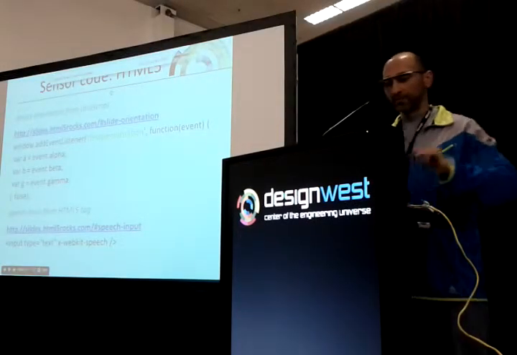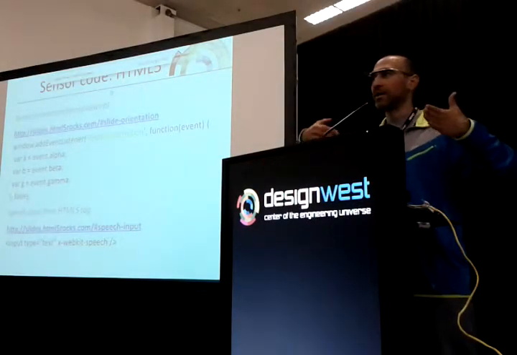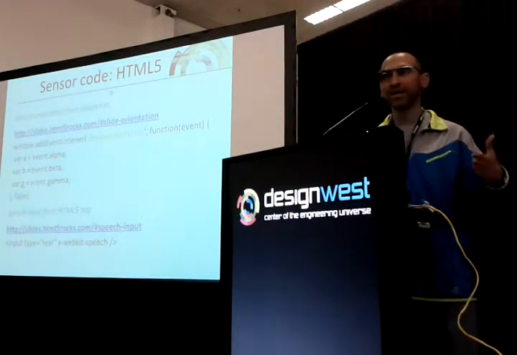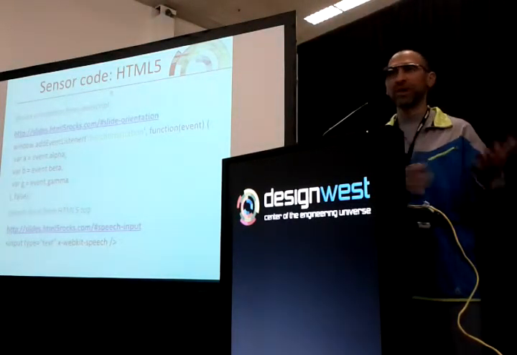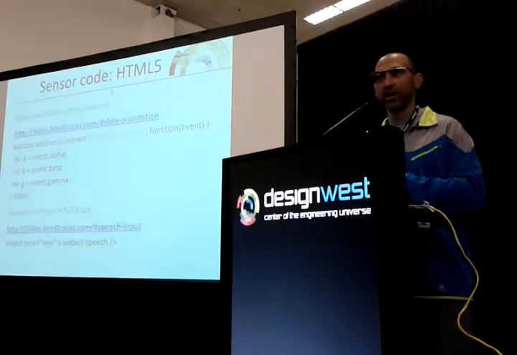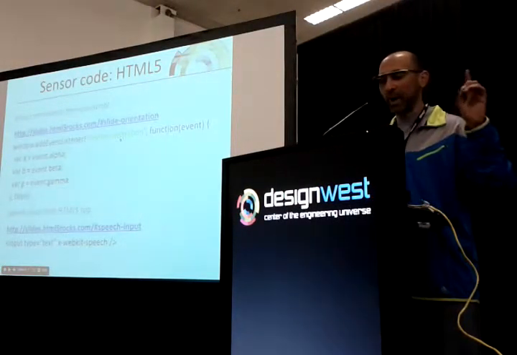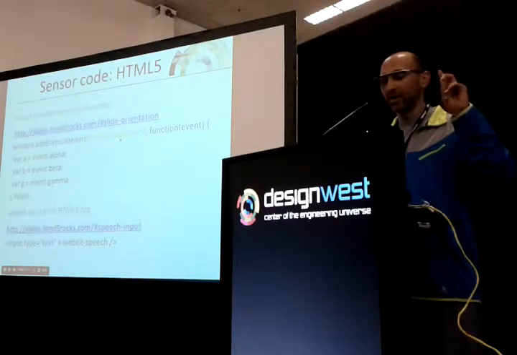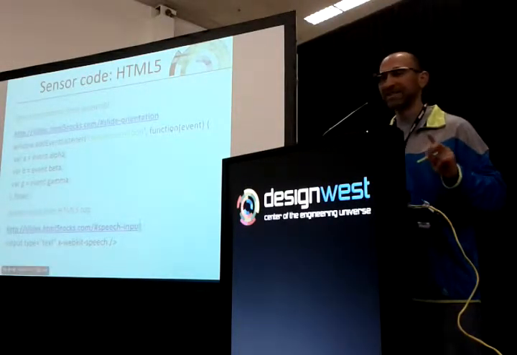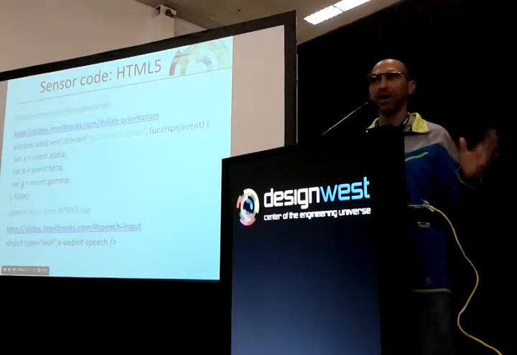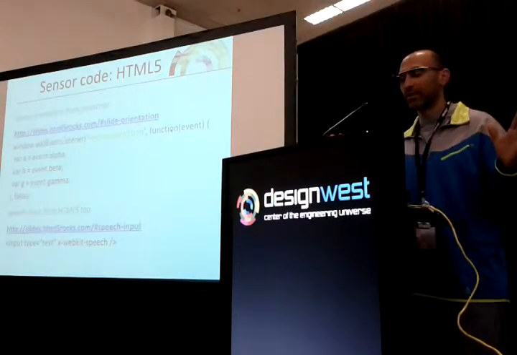How did that work? JavaScript. JavaScript is a higher order functional programming language, i.e. you send and receive functions as variables. So what you're seeing here is my first variable is I want to tell I'm listening for the device orientation. My second variable is a program, right? So again, it's a higher order functional programming language.